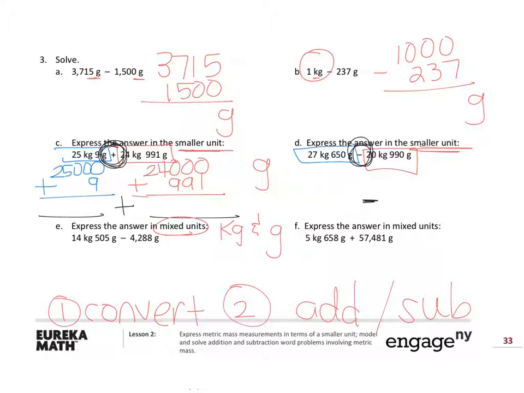All right, so let's do this. I'll do the subtraction one, and you guys can do the addition one. So for letter E, I have to convert first, always, in order to do the subtraction. So this is a 14, so that means it's 14,505.